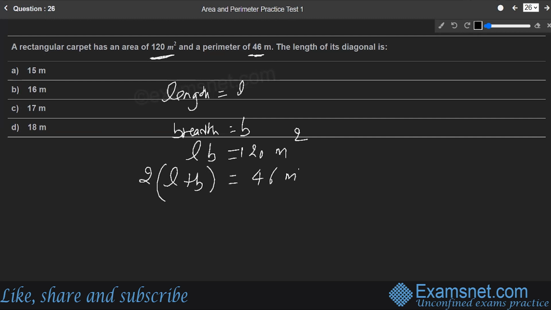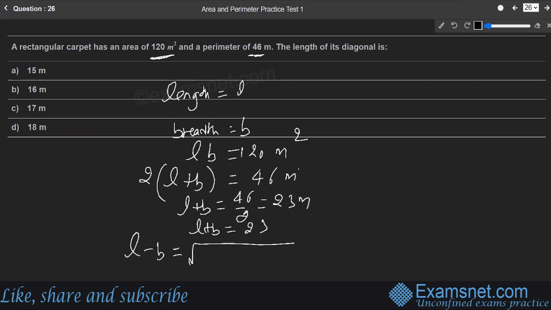L plus B can be calculated as 46 by 2, that is nothing but 23 meter. If L plus B value is 23, then using this L plus B, there's a formula that can calculate L minus B. What is that formula? L minus B can be calculated as under root of (L plus B) whole square minus 4LB.